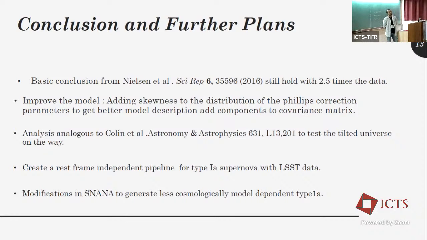Just yesterday, one paper appeared in the archive, and they have used the Pantheon 2 data and a different kind of statistical analysis, and they claim that the value of H0 has reduced by 40%, so they get the value around 70. It appeared just yesterday, so I didn't take that into account.